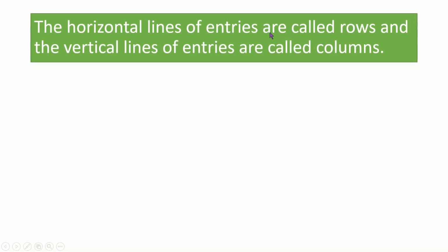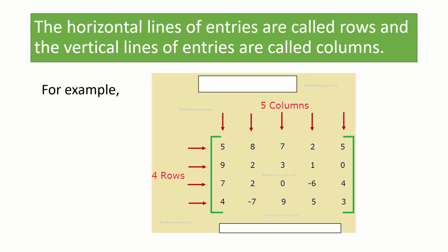The horizontal lines of entries are called rows and the vertical lines of entries are called columns. For example, here this is a horizontal line, this is a horizontal line, this is a horizontal line, this is a horizontal line. Here there are a total of 4 horizontal lines, and those are rows. Also this is a vertical line, another vertical line, another vertical line, another vertical line, and finally this is another vertical line, and those are the columns of the matrix.